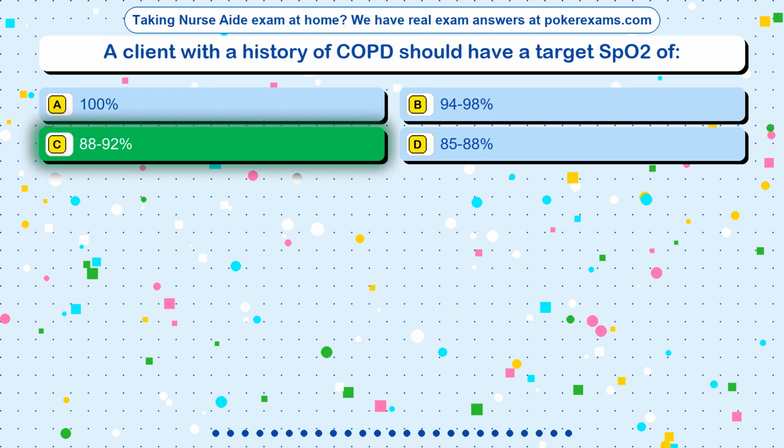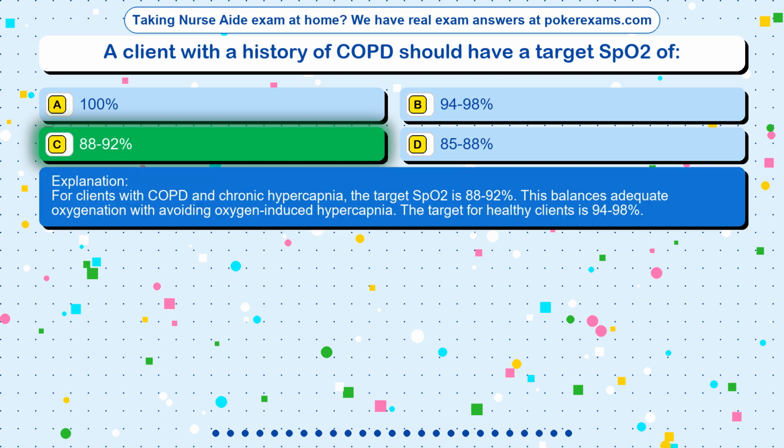The correct answer is option C, 88 to 92%. For clients with COPD and chronic hypercapnia, the target SpO2 is 88 to 92%. This balances adequate oxygenation with avoiding oxygen-induced hypercapnia. The target for healthy clients is 94 to 98%.